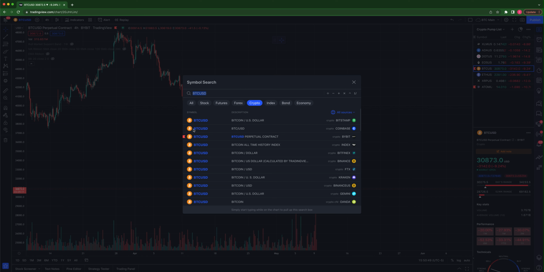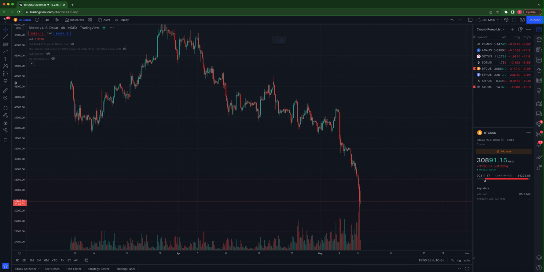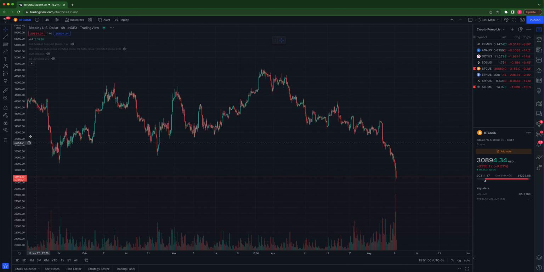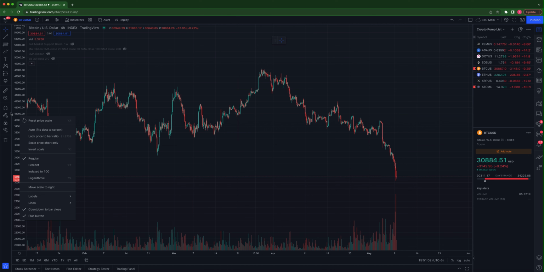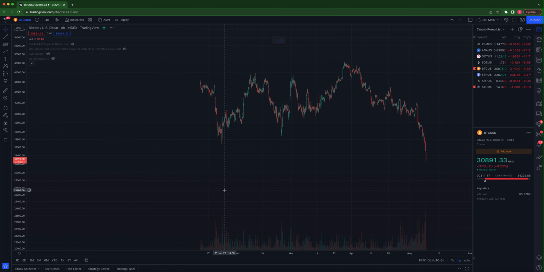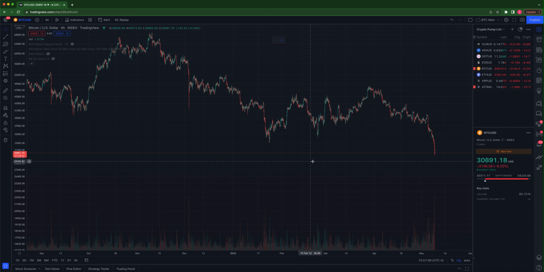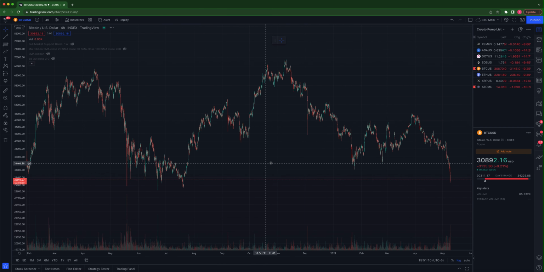Right here, I'm going to jump in and search Bitcoin. We're going to do the index chart because this is the all-time history for Bitcoin. And you're going to want to change your price chart on the side to logarithmic scale so we can see the scale better from cycle to cycle, each four years.